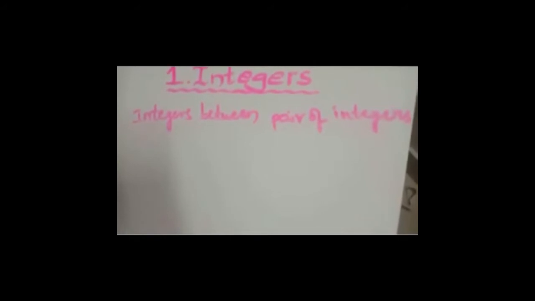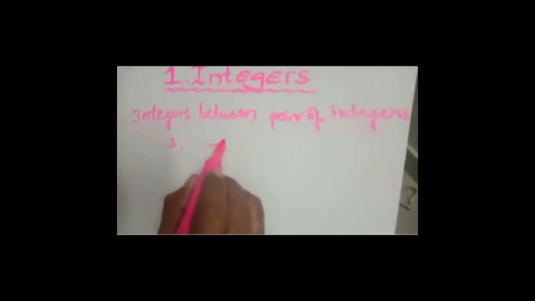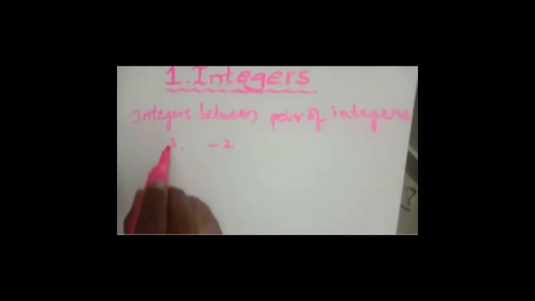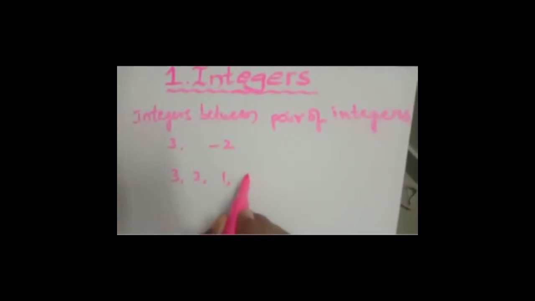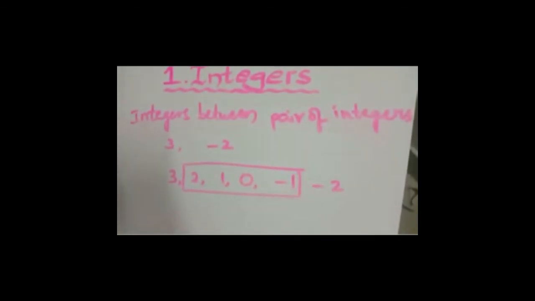Now we will go with integers between a pair of given integers. For example, if they give the pair 3, -2, we need to write the integers between these two numbers. After 3 you get 2, then 1, then 0, then -1. So these are the integers between 3 and -2.